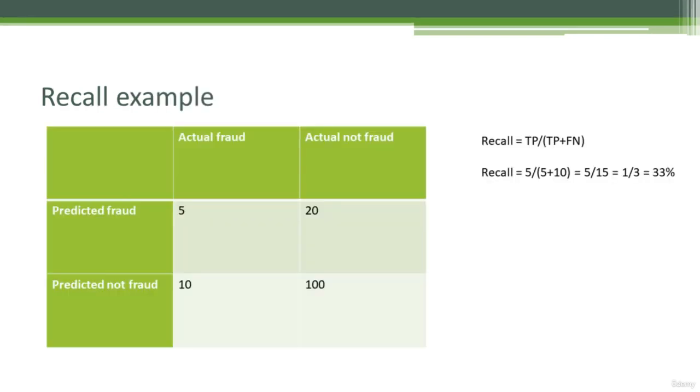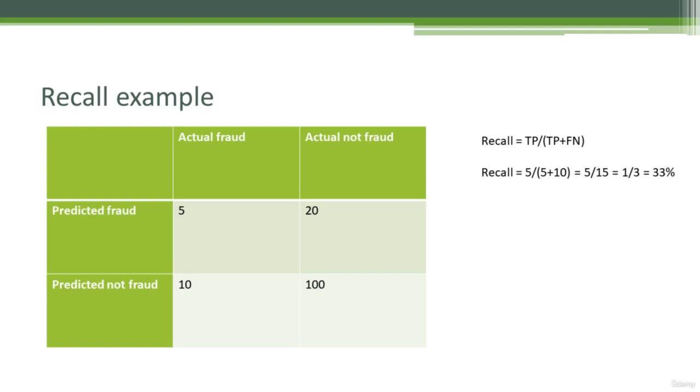Let's make it real with an example here. In this particular example of a confusion matrix, again, recall is true positives over true positives plus false negatives. We just pluck the values out of this confusion matrix. In this particular layout, true positives will be 5, false negatives will be 10. So we just say 5 over 5 plus 10, which is 5 over 15, or 1/3, or 33.33333%, right? So that's recall.